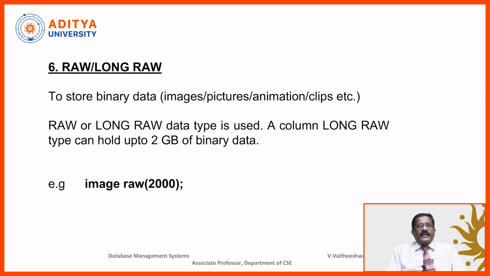Raw or long raw. To store binary data, images, pictures, animation, clips, etc., the raw or long raw data type is used. A column of long raw can hold up to 2 GB of binary data. Example, image raw(2000).